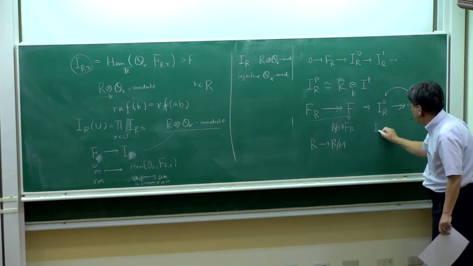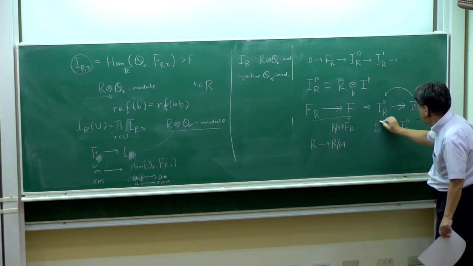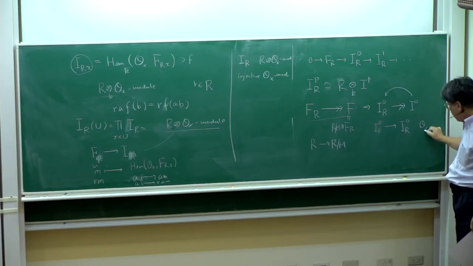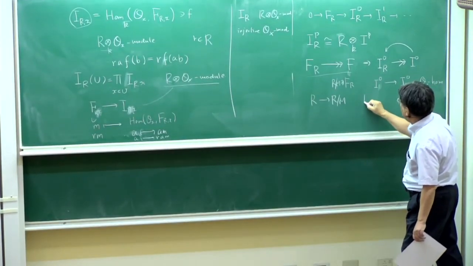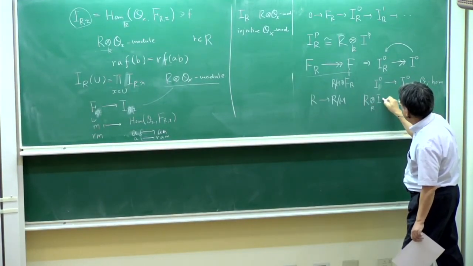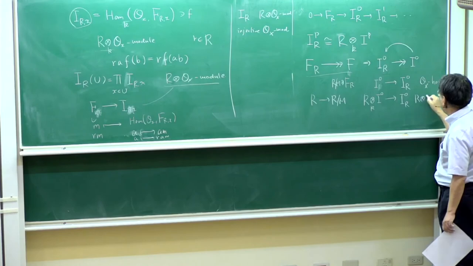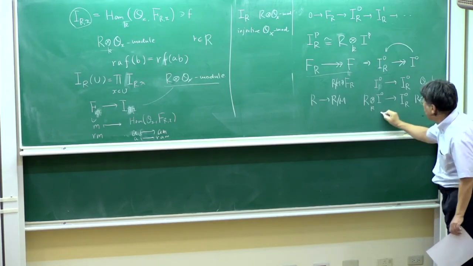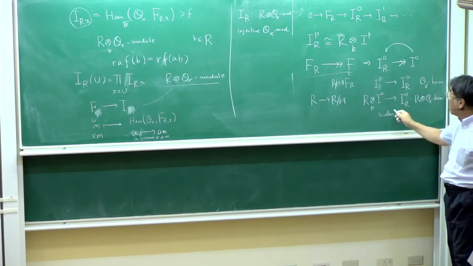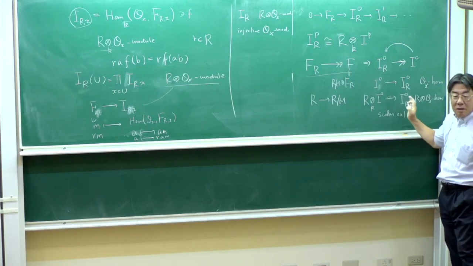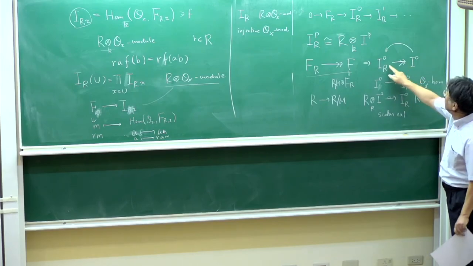So there is a homomorphism. This is an OX homomorphism. But then R tensor by scalar extension, I get OX hom as scalar extension. And this becomes an isomorphism by construction. So this, because this is in some sense at the top.